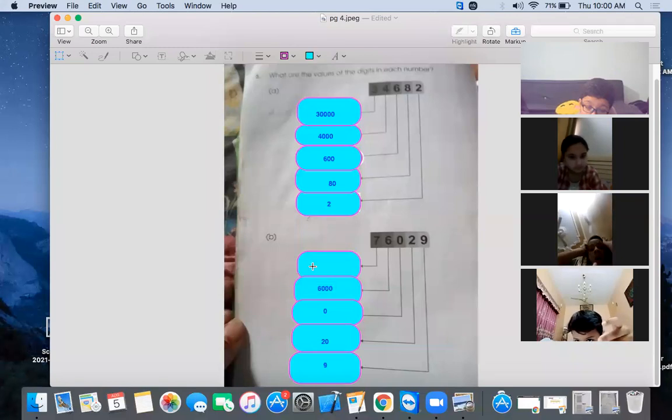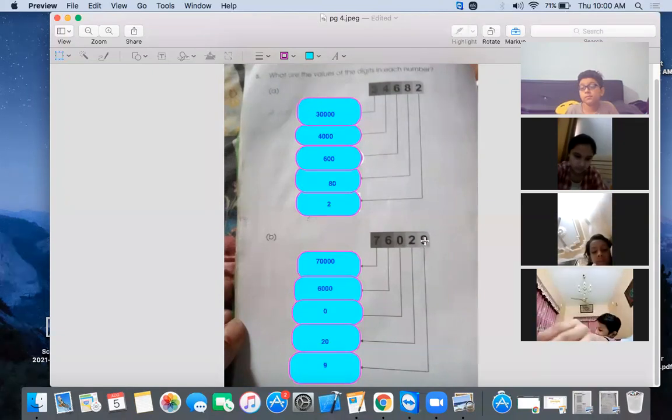Okay. Now 7. What is the place value of 7? The place value of 7 is 10,000. How we write the 10,000? How many zeros in the 10,000? 4 zeros. 1, 2, 3, 4. Okay. Question number 5, part A and part B, what you have to do? Just write the values of each and every number. How we write the values? Start reading the number ones, tens, hundred, thousand, and 10,000.